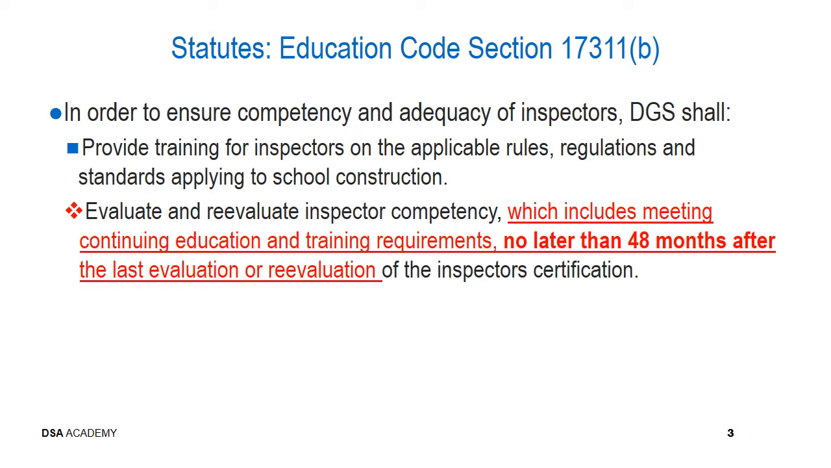There's requirements for us as DSA in the Education Code, in which in order to ensure competency and adequacy of the inspectors, DGS or DSA needs to provide training, such as this one, for inspectors about the applicable rules, regulations, and standards that apply to school construction. And we're also required to evaluate and re-evaluate inspector competency, such as meeting continuing education and training requirements, such as this class. And this is to occur no later than 48 months after the last evaluation and re-evaluation of your certification.